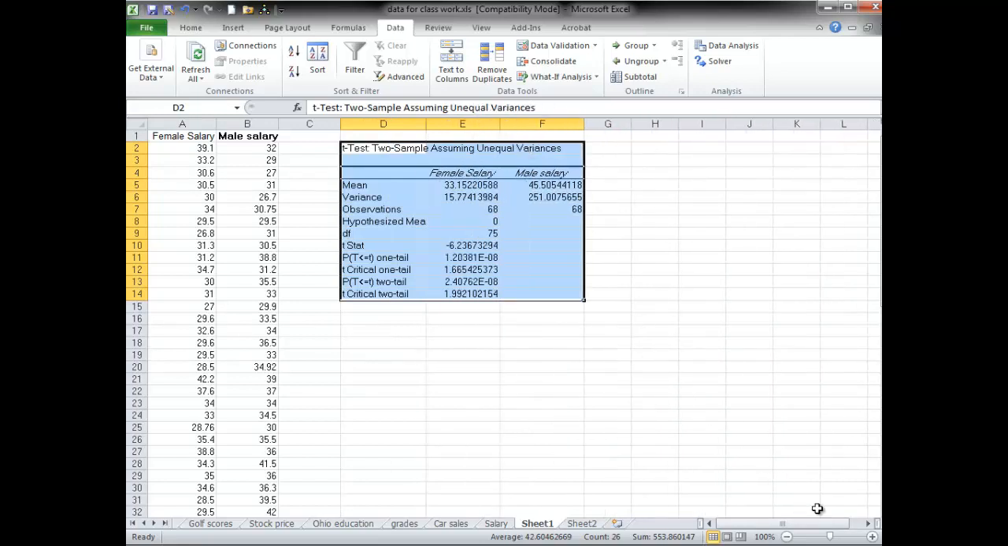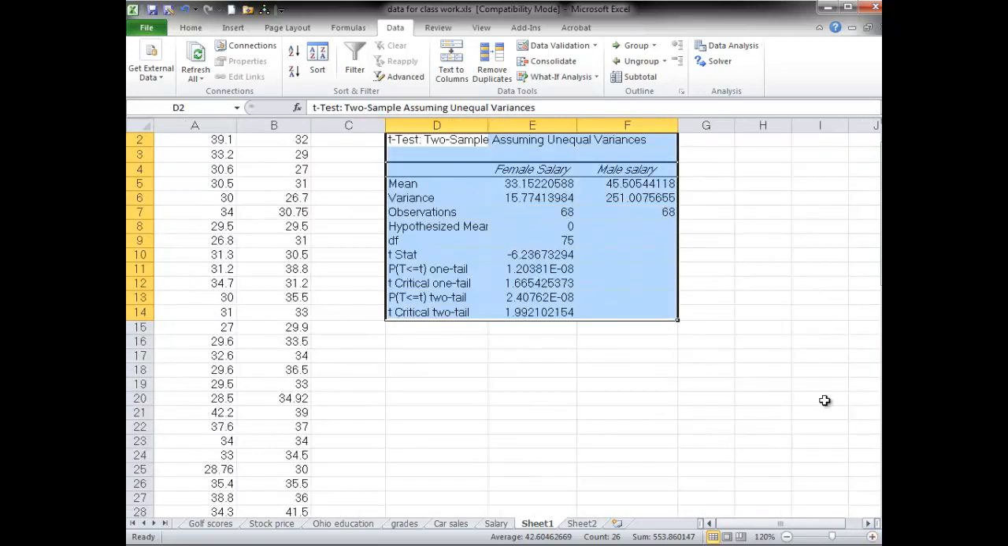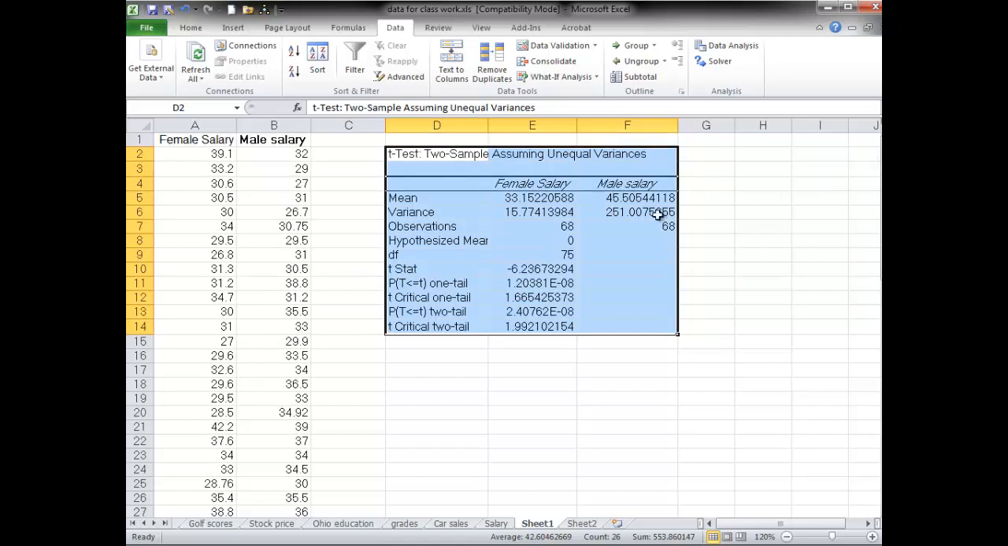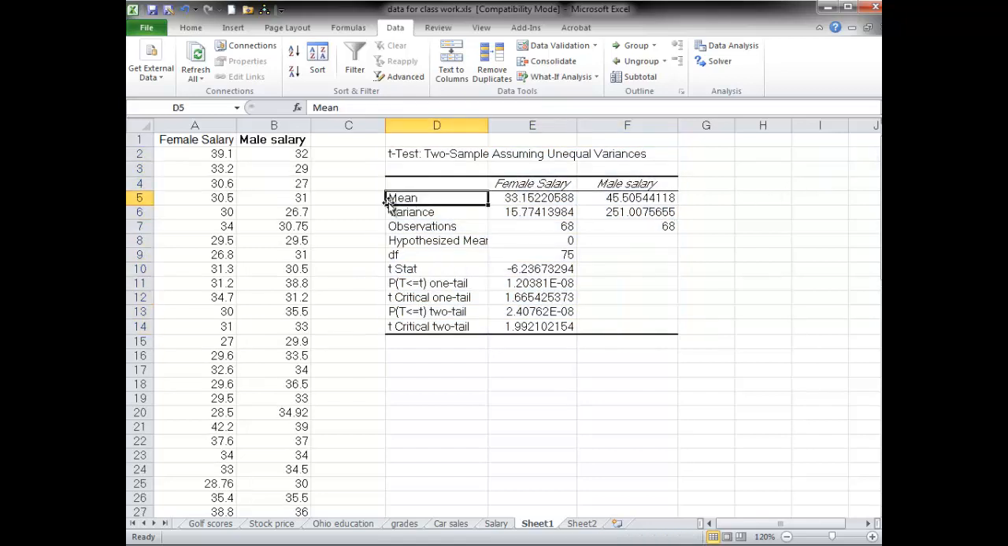So let's take a look at this and see what's going on. I zoomed in just a little bit. Here are the averages. The female salary average was $33,000. The male salary average was $45,000. And if you read your book, you will see certain things that are familiar to you. The t-value, t-stat, the cutoff values, the t-critical one tail and t-critical two tail.